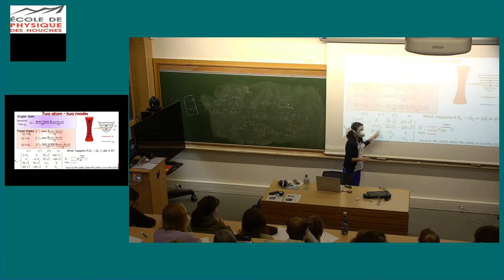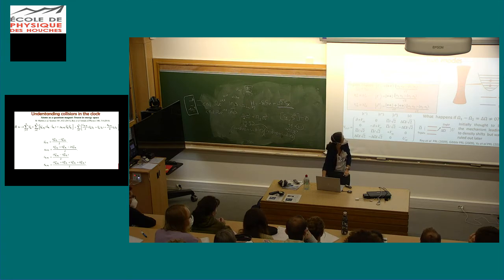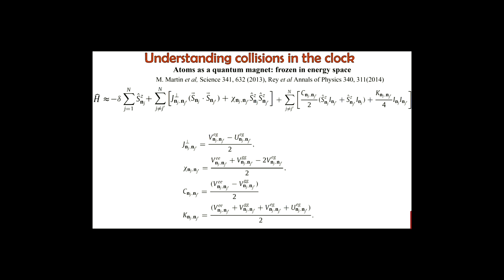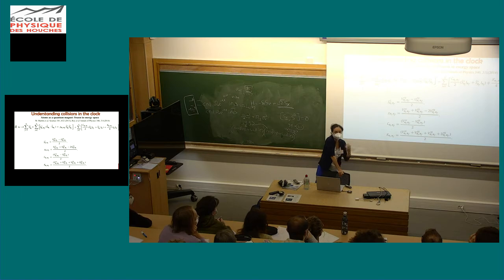This is one of the first intuitions of what happened. Now I'm going to ask you to rewrite these matrices in terms of Pauli operators or spin operators. So initially we thought that this was the density shift, but it was ruled out later. Now this will look a little bit messy, but it's going to be the way that we are going to characterize the collisions in the clock.